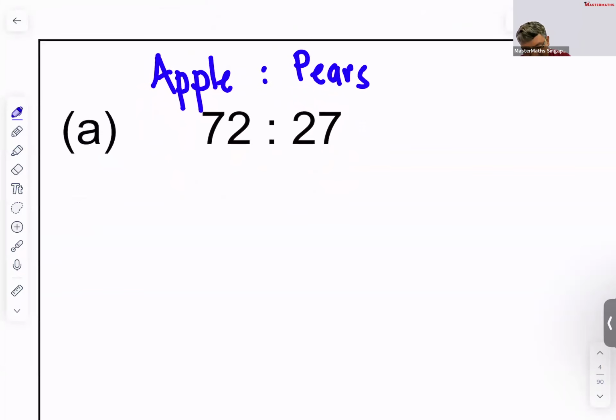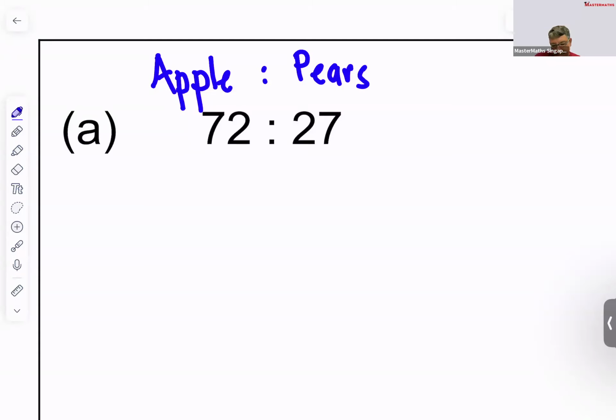That's the story. Divide by a common factor. What do you think 72 can be divided by? What do you think 27 can be divided by? What number? Find the biggest number. 72 and 27, common factor. Highest.